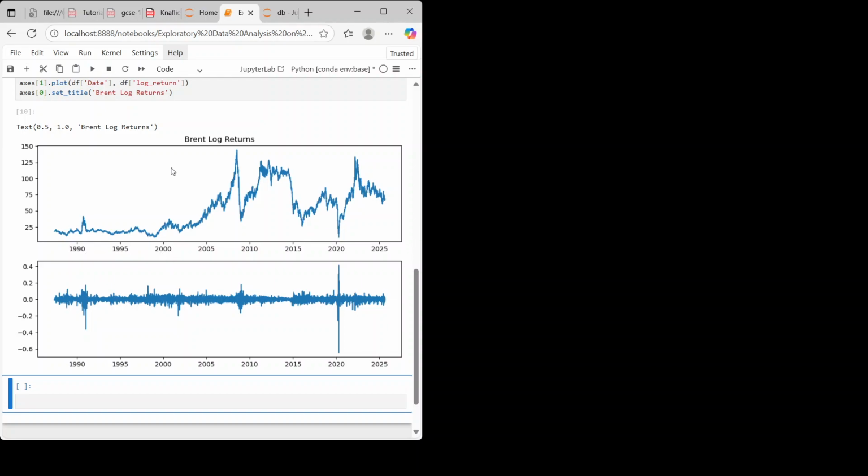So we've also plotted our log returns over time. Because it's percentages, for each year we have the actual prices, but this is giving us the log return, which is the percentage changes.